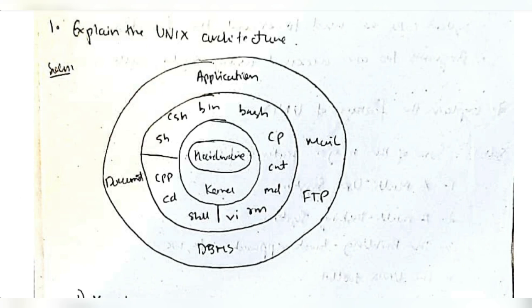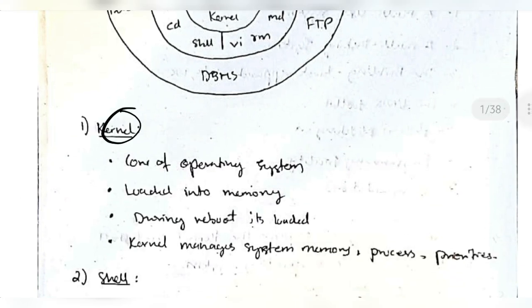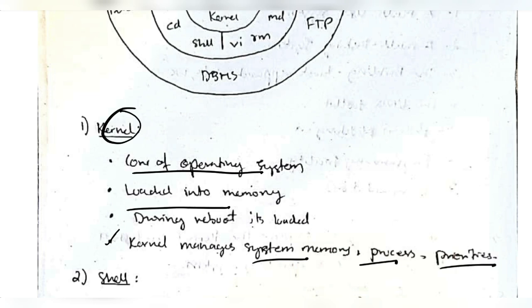It's common sense, you have to write what is in the diagram, you have to explain those things, isn't it? So you will be starting with the first thing, which is kernel. Okay, so the kernel is the core of the operating system. It's in the middle part, and it's loaded into the memory when the computer gets started, and it manages the system memory, process, and the priorities, right? Write 3 to 4 points about each of these.